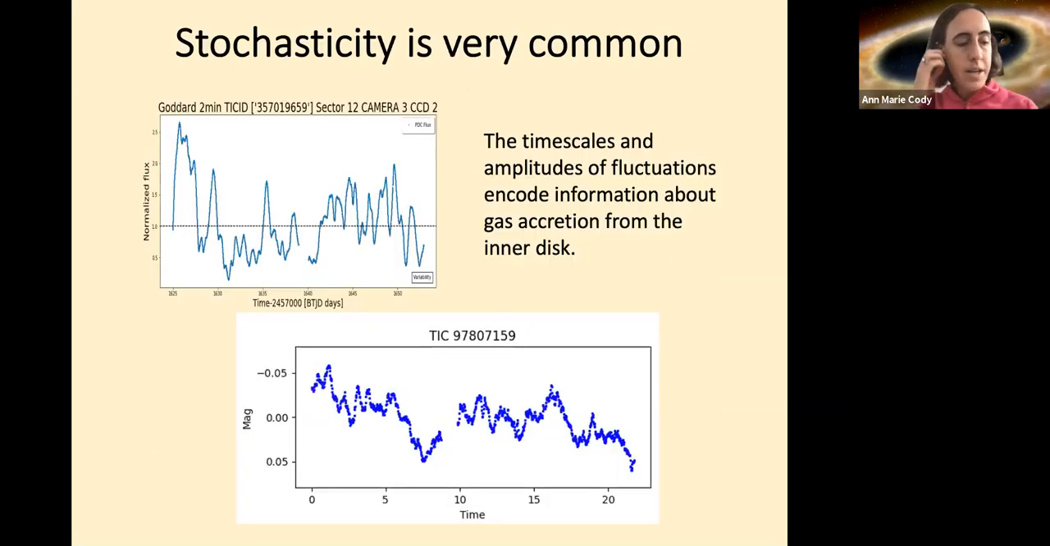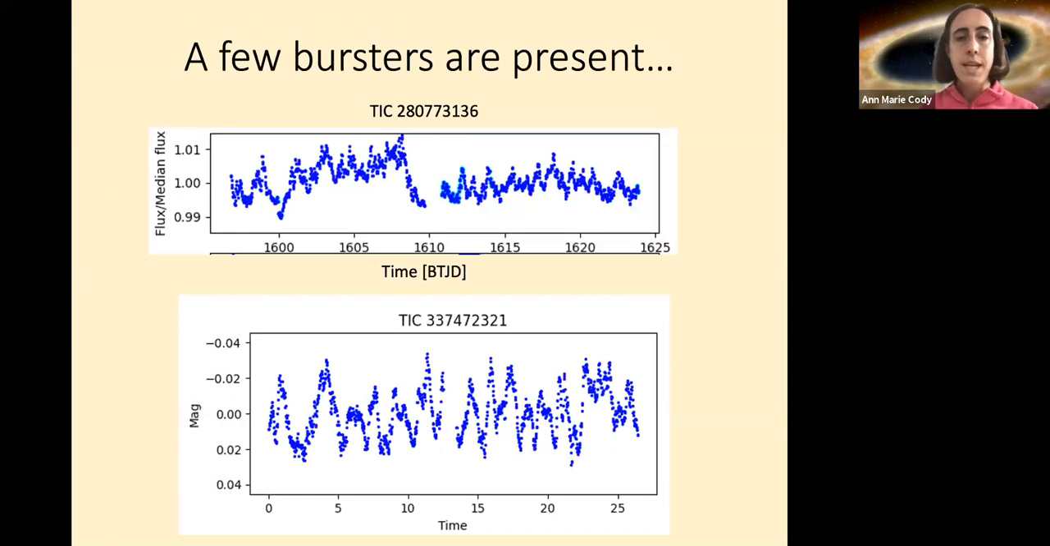What we see a lot of is stochastic behavior. So here are a couple examples where the brightness as a function of time is essentially just bouncing around. We think the time scales of this bouncing and the amplitudes encode information about the gas accretion from that inner disk. We do see a few of these objects that we refer to as bursters, where they're again stochastic, but they tend to favor brightening events.